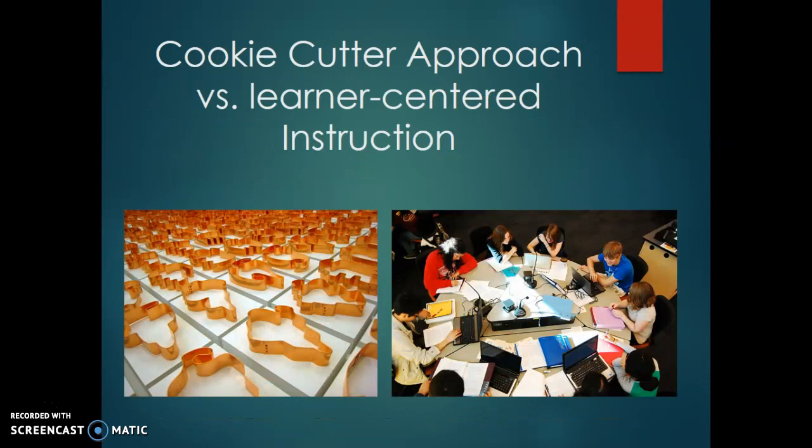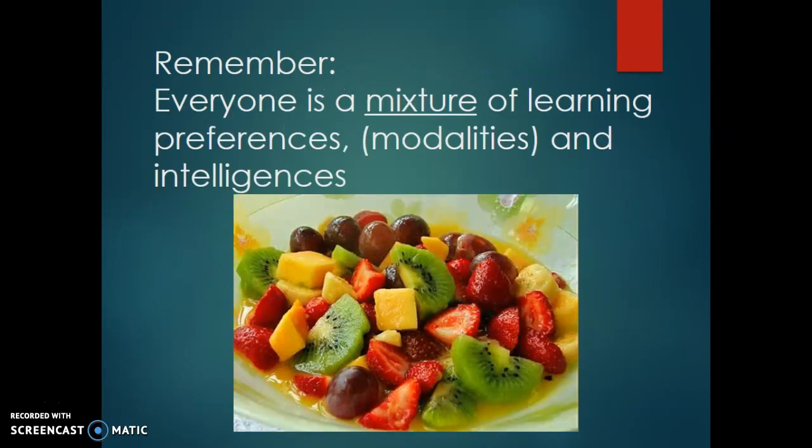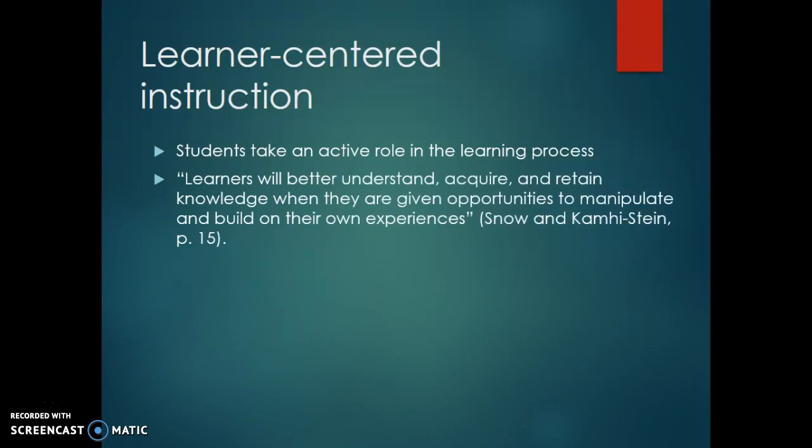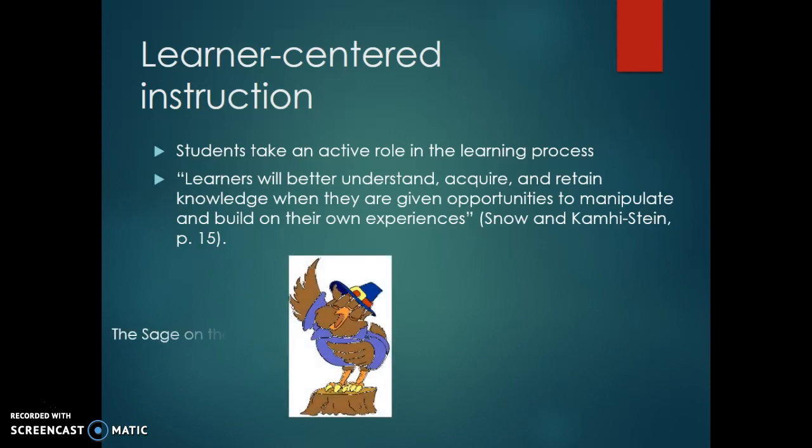We want to avoid that cookie-cutter approach by learner-centered instruction, and remembering that we are all a mixture of learning preferences, modalities, and intelligences. We are all a fruit salad, right? So learner-centered instruction works so well in adult education because students take an active role in their learning process. And I love this quote: learners will better understand, acquire, and retain knowledge when they are given opportunities to manipulate and build on their own experiences. How aligned is that with the principles of adult learning?